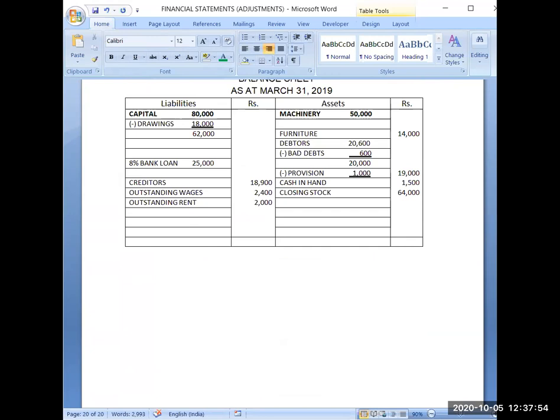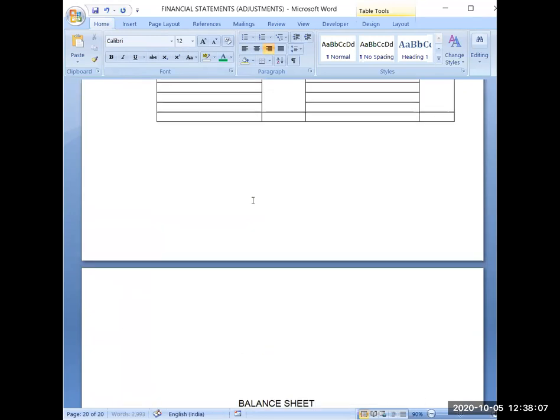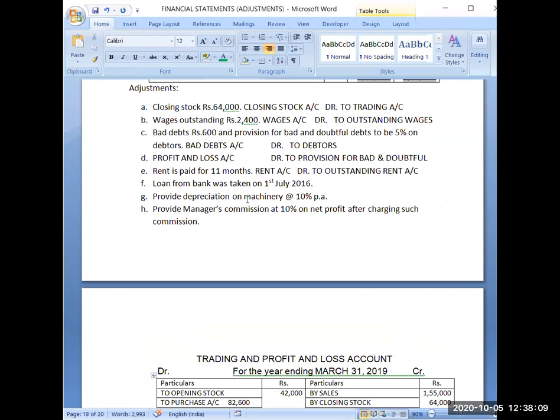So be logically clear about the things. You have to adjust only 2,000. You are not supposed to adjust 22,000. You are not supposed to adjust 24,000. You are supposed to adjust only 1 month rent, which is 2,000. Now this adjustment is also completed.